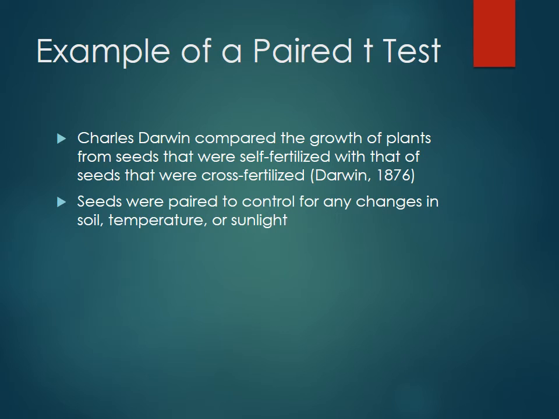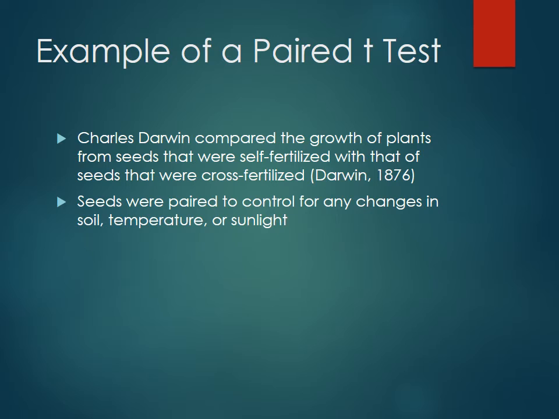Okay, so this is kind of an odd example, but it came from the book. This is an example where Darwin was looking at the growth of plants from seeds that were either self-fertilized or cross-fertilized. He wanted to see if there's any difference in the actual length of the growth of the plants based on this type of fertilization method.